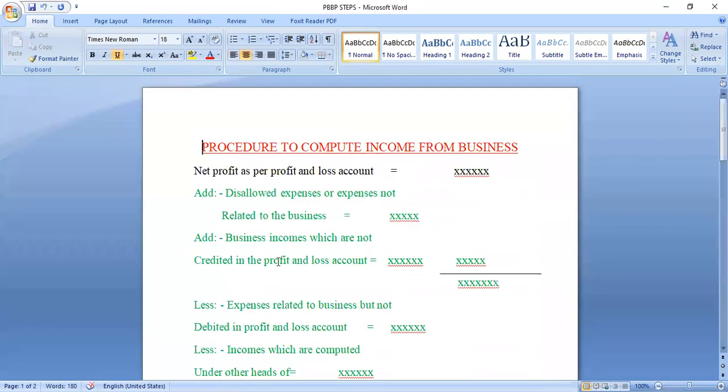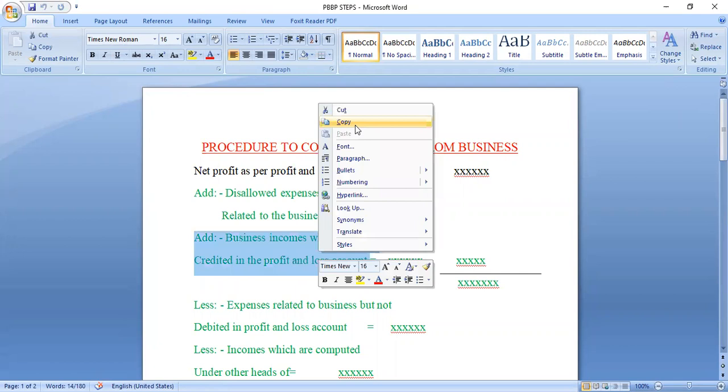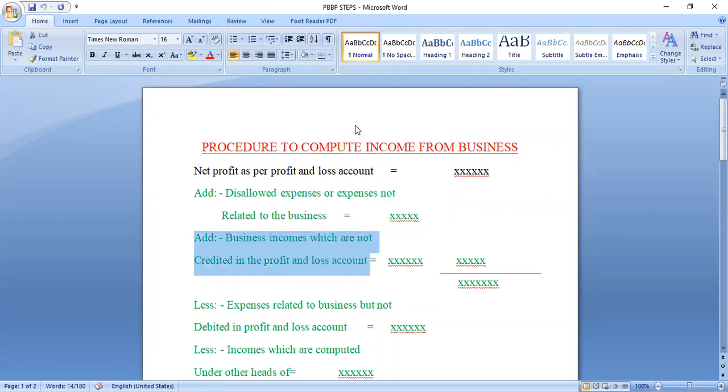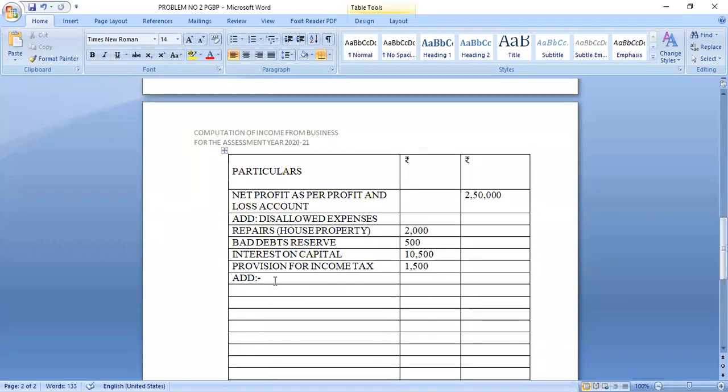What is next? The business incomes which are not credited in the P&L account. So you have to search for any income concerned with business not entered in the P&L account. If you find it, you have to copy and paste it there. Add business income which is not credited in the P&L account. So just paste here.